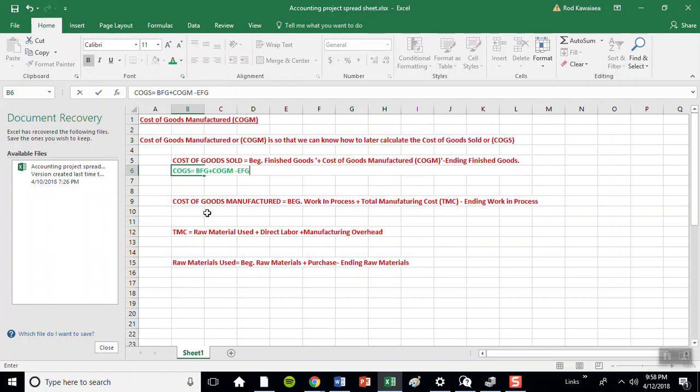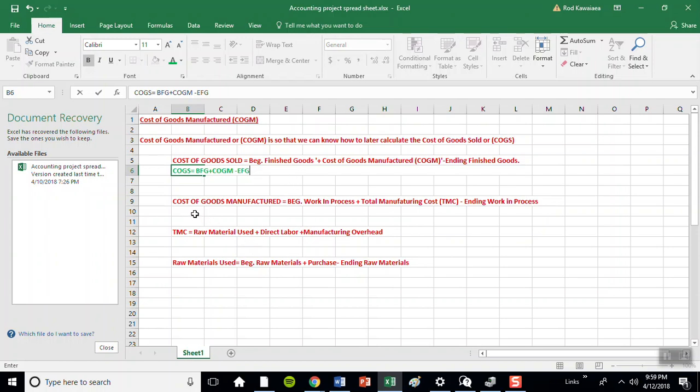Now that we have that, this is just a product of what we're really after, which is COGM, or the cost of goods manufactured. So now we know why we need to know COGM. At this point, we're going to have to figure out what our COGM is. What is our cost of goods manufactured?